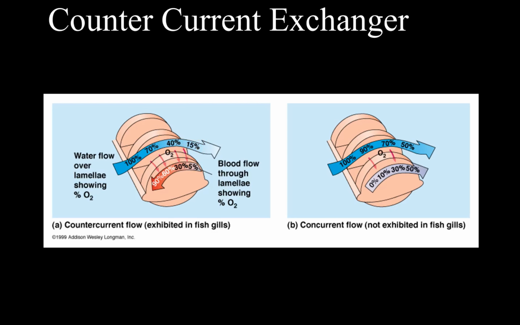And look at the difference after the water has moved over the gill. We only have 15% of the oxygen left in the water. Look at how much we had over here. 50% of what was there is still left in the water. So that countercurrent exchange system is really efficient at harvesting oxygen from the water. And of course, the same thing is happening, but in the opposite direction with CO2, which is basically allowed to diffuse out of the blood.